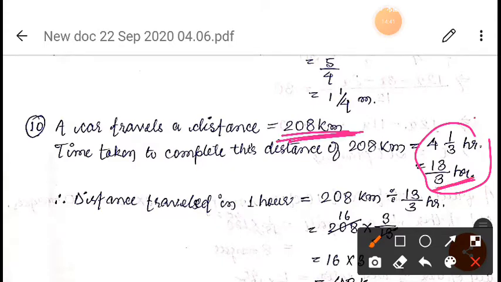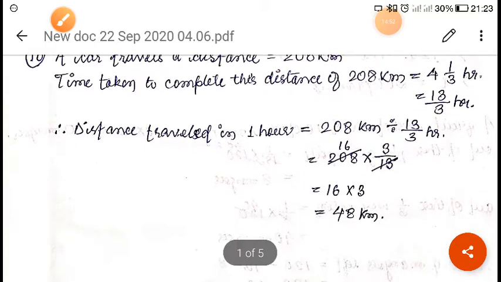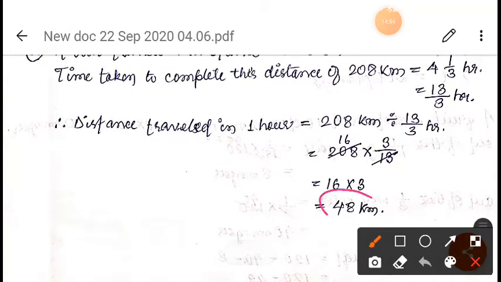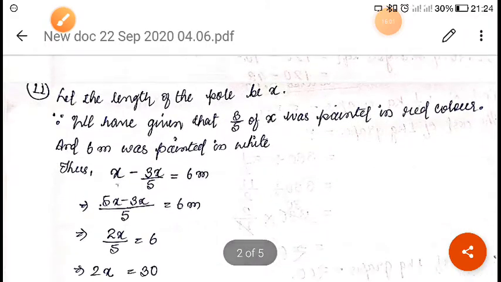Now what do we have to find? We have to find the distance traveled in 1 hour. So to find the distance traveled in 1 hour, we will divide this one with this. When you divide this, you will get 48 kilometer. As you can see, I have done it here, right? Now next question is question number 11.